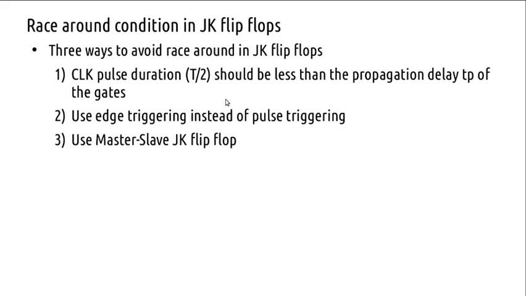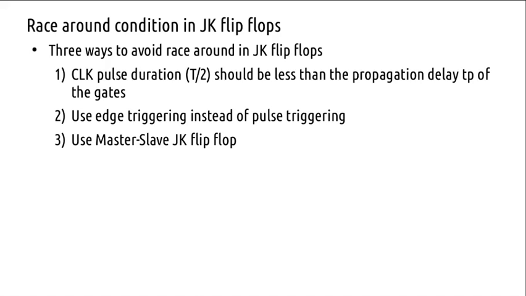Anyway, then you can use edge triggering instead of pulse triggering, or else you can use something called a master slave JK flip flop. Master slave JK flip flop is a variant of this JK flip flop which is used to overcome this problem. So there are 3 ways to overcome race around condition in JK flip flop.